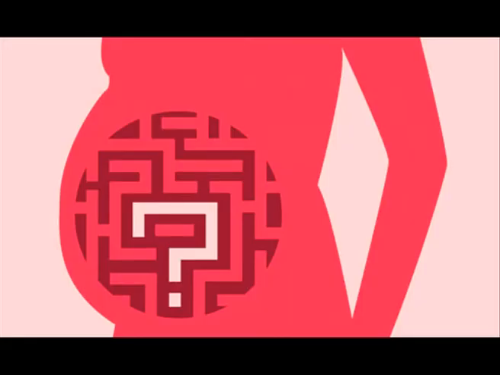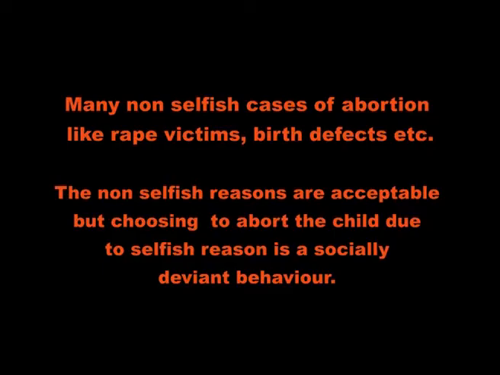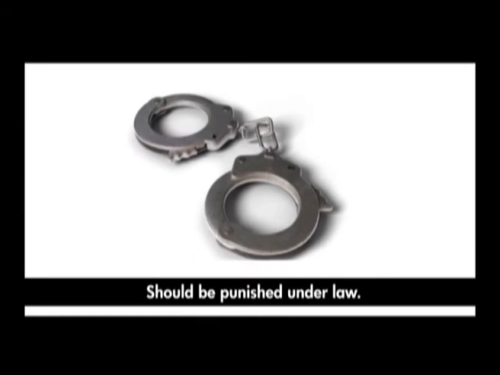The next example we're going to take is abortion. Abortion is an action in which the parent or mother decides whether the child will exist or not. Every year, many cases of abortion rise. Aborting a child due to selfish reasons is equivalent to murder. But there are many non-selfish cases of abortion, like rape victims and birth defects. The non-selfish reasons are acceptable according to some societies, but choosing to abort the child is treated as socially deviant behavior. Such actions are punishable under law.